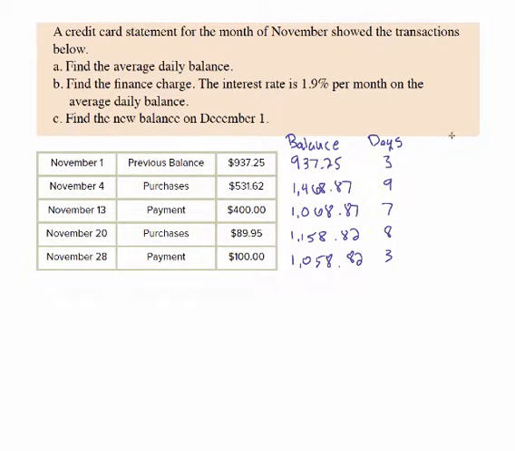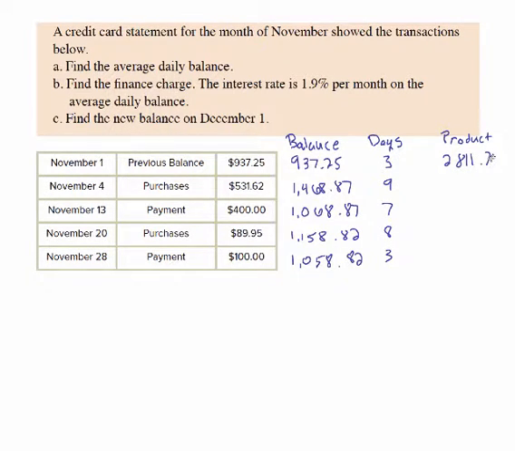Super. Now, what we're going to do is multiply across our little table here, multiplying each balance by the number of days that balance existed. And what that's going to tell us is the total balance over that 3-day period, then the total balance over that 9-day period, and so on. When we add all of those products, we're going to get the total balance over the 30 days of the month.